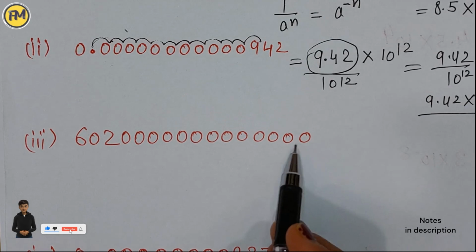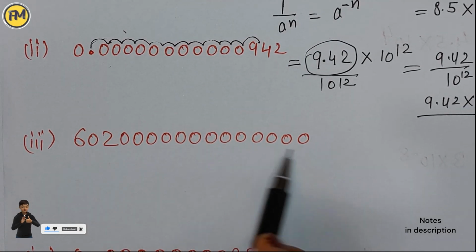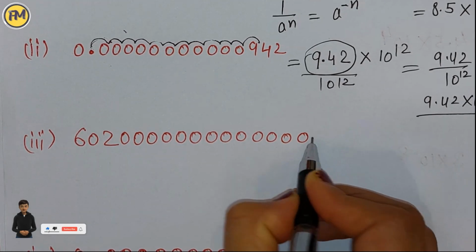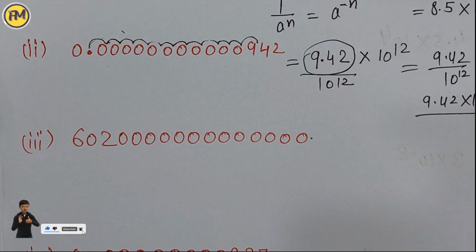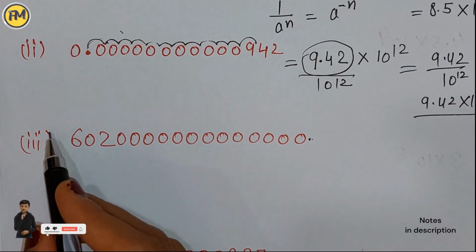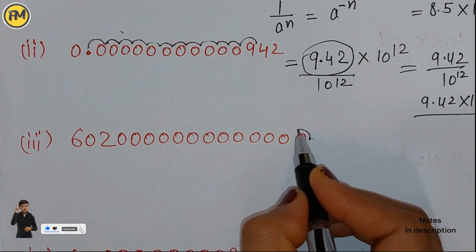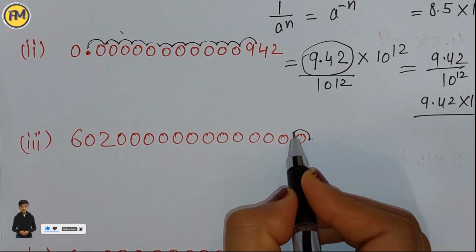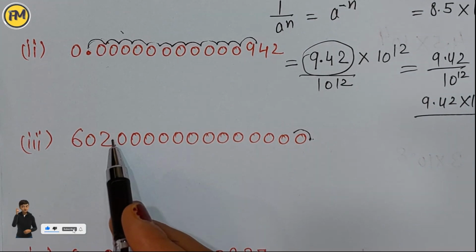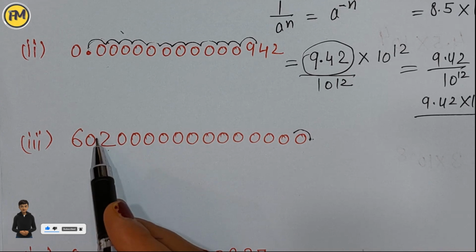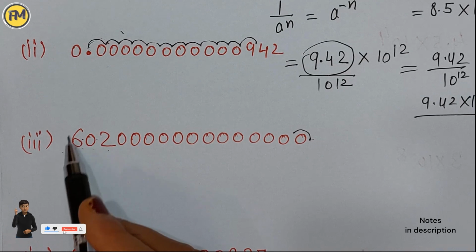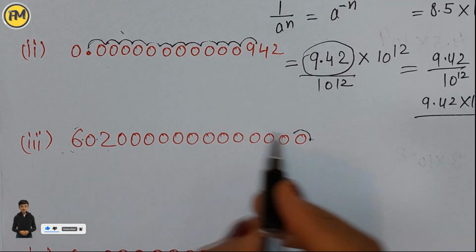Now let's try the next part of this question, the third part. Here the decimal point is not given, you only have the usual number, so that means the decimal point is present here. Now in this part we have to move our decimal point to the left side, not the right side. We will move this decimal point and count the steps. Where will we stop? We can't stop here, otherwise it will become 602. We can't stop here, otherwise it will become 60. We will stop here because our m should be less than 10.